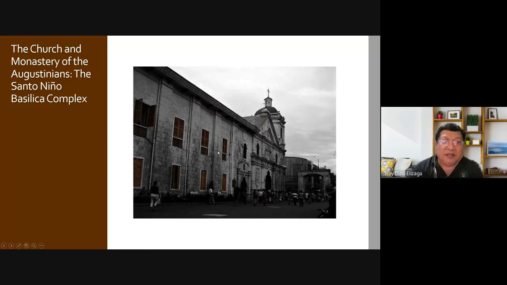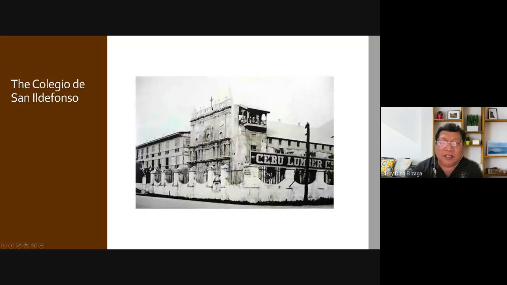And the Santo Niño Basilica, during the 2013 earthquake, the belfry fell over. So they were able to repair it now. Colegio de San Ildefonso used to be the San Carlos, but then it was administered by the Jesuits. That's why we cannot say that this is really partly the history of San Carlos.